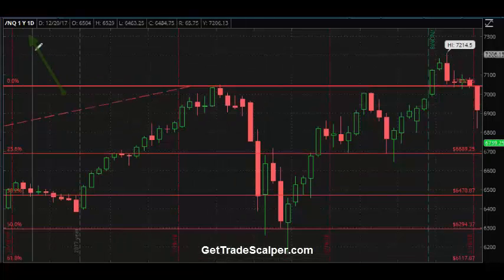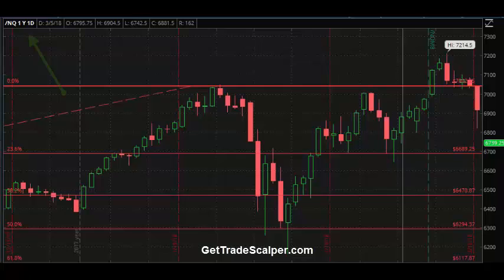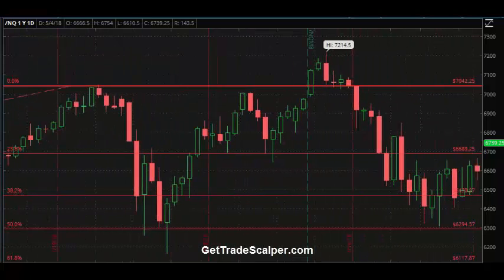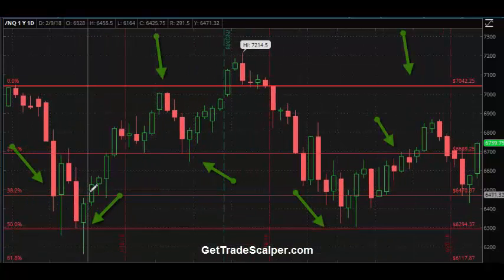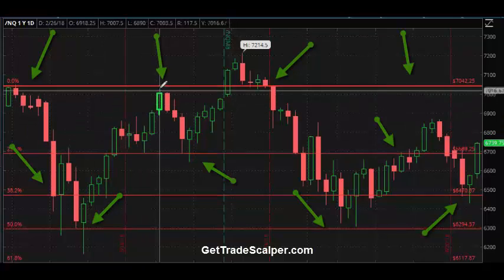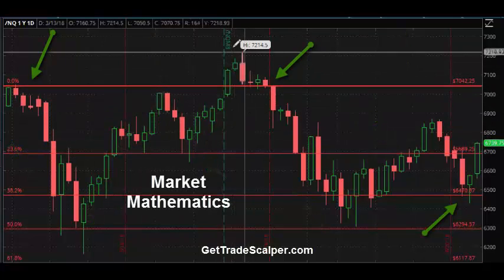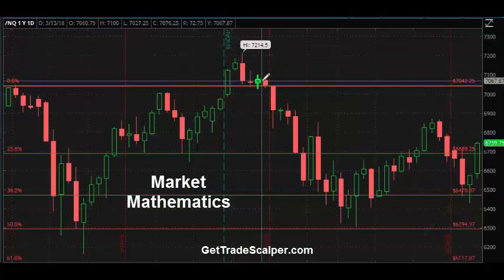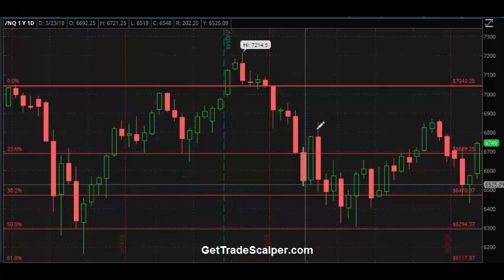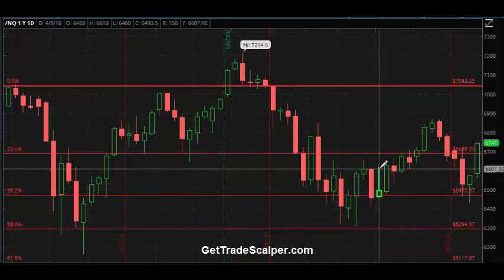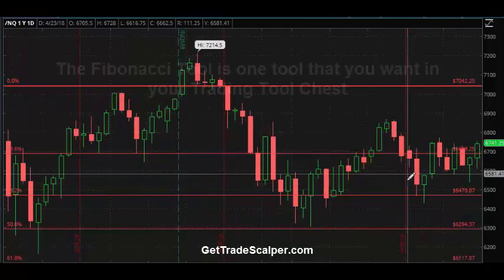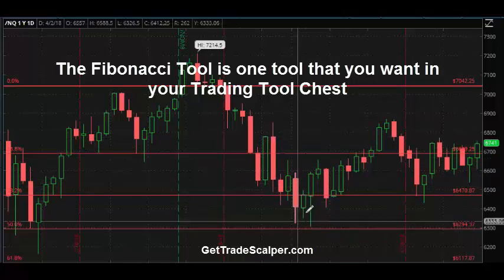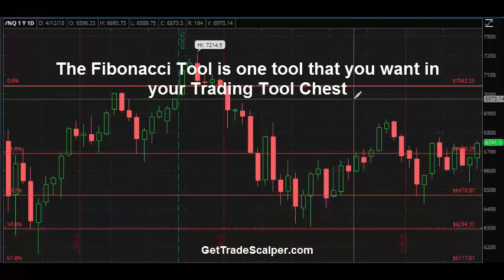And so we looked at the ES, and now we're looking at the Nasdaq. And as you can see, as price continues to flow, it finds these levels. So Fibonacci, or what I like to call market mathematics, is alive and well, as you can see here. And as a trader, you want to use every bit of edge that you can get. And so the Fibonacci tool is one that you want in your trading tool chest.